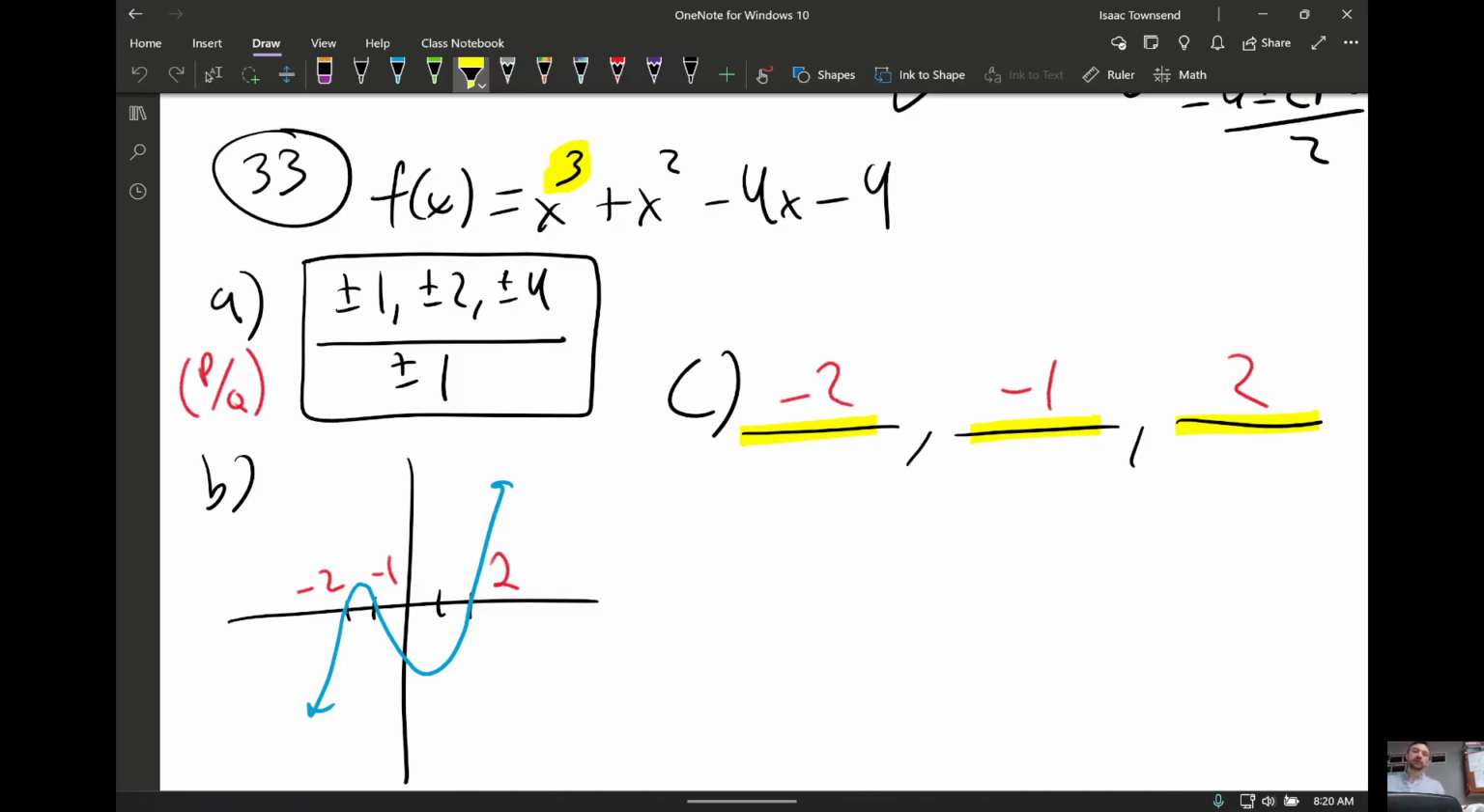So obviously that's best case scenario. That's what you're always hoping for. You're always hoping that you can see the zeros from graphing it.